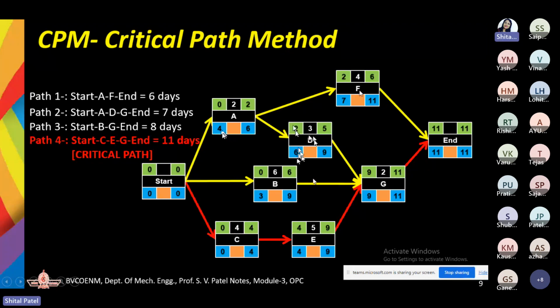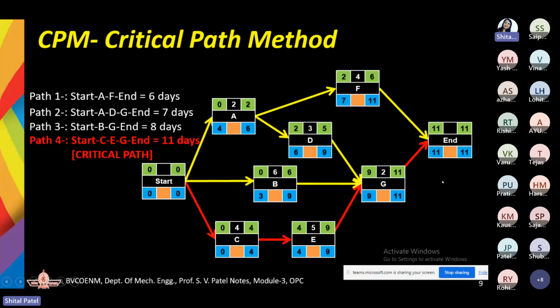Again, for activity F, the earliest start time is 2 and the latest start time is 7. It means that activity F can start as early as the 2nd day, or otherwise you can also start this activity F on the 7th day, right? If you start on the 8th day, then definitely the whole project is going to be delayed. But if you start it on the 7th day, there won't be any effect on the completion of the project.